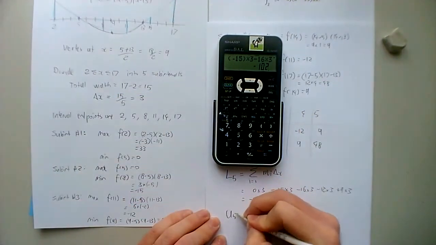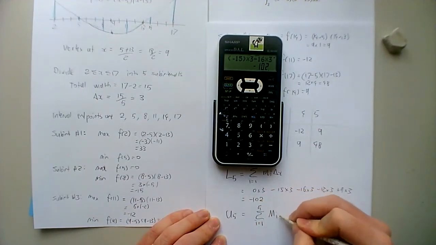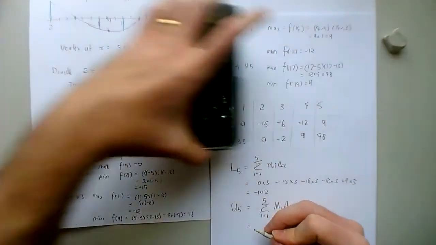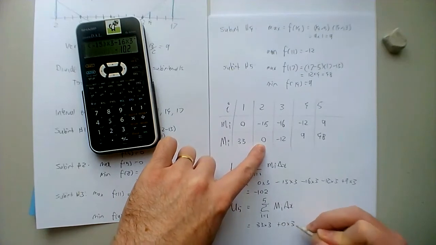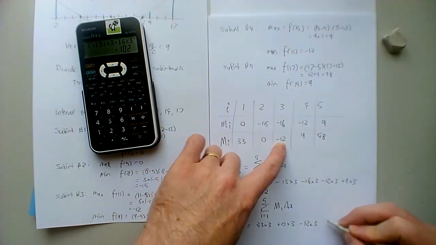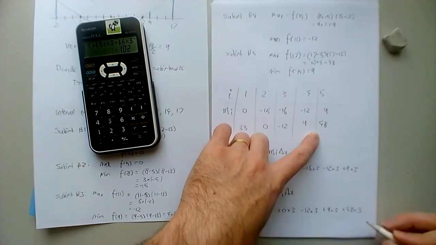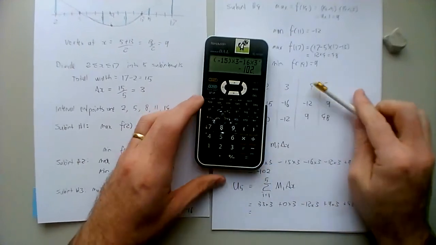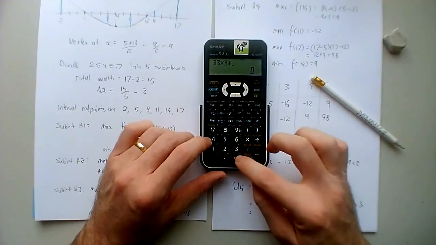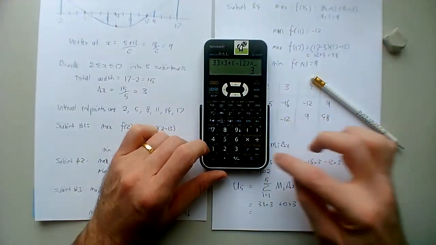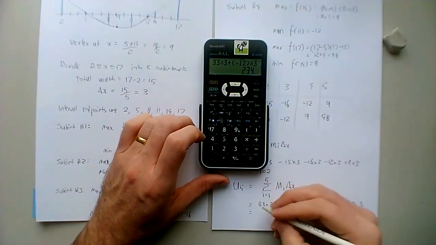Okay, and U5 will be the sum from i equals 1 to 5 of capital M_i delta x, which will be 33 times 3 plus 0 times 3 minus 12 times 3 plus 9 times 3 plus 48 times 3, which would be 33 times 3. I don't need the 0 times 3. Minus 12 times 3, plus 9 times 3, plus 48 times 3 is 234.